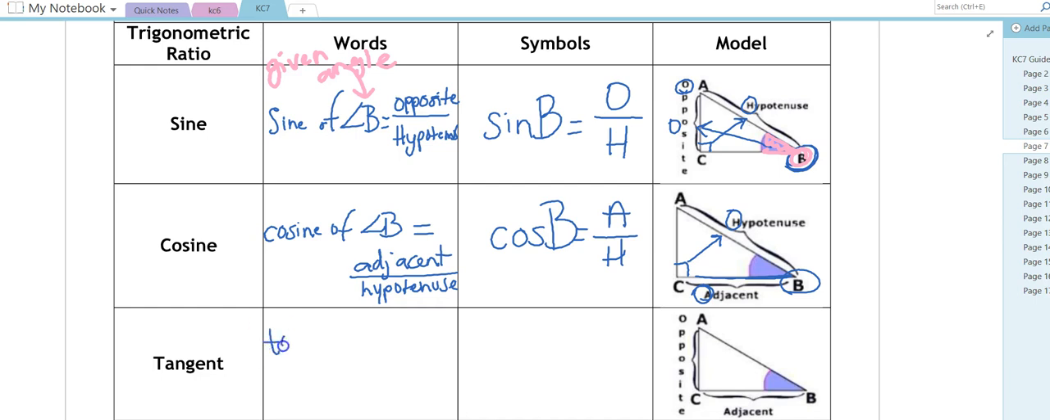All right, tangent. So in words, tangent of angle, what angle are we looking at? This is going to be angle B. Is going to be equal to the opposite over the adjacent side.